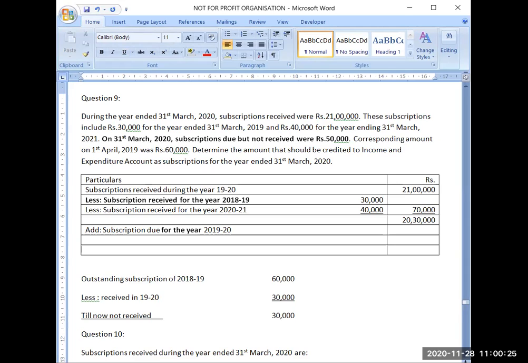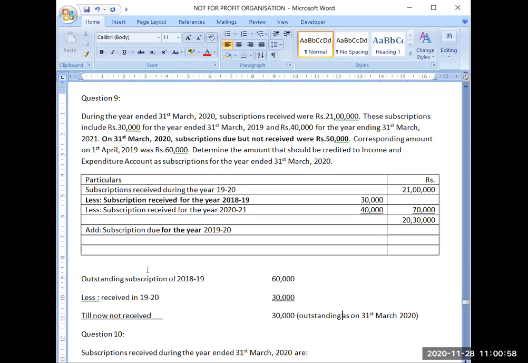Now, it is outstanding as on 31st March 2020. It is outstanding as on, am I correct? Outstanding as on 31st March 2020.